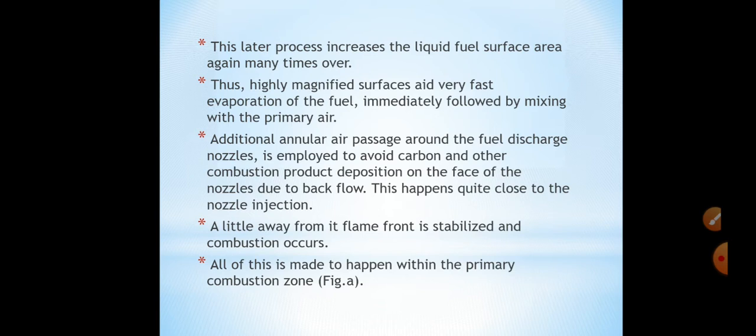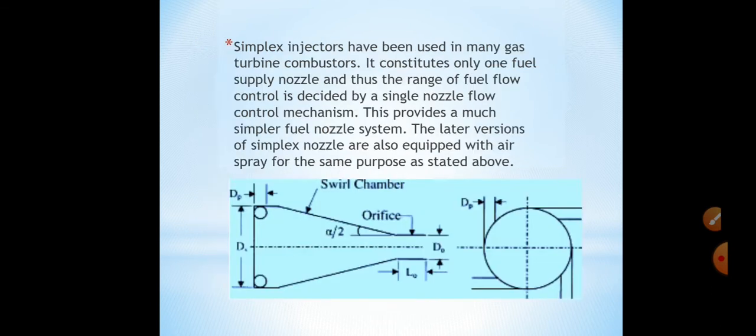An additional annular air passage around the fuel discharge nozzle is employed to avoid carbon and other combustion products deposition on this face of the nozzle due to backflow. This happens quite close to the nozzle injection. A little away from it, the flame front is stabilized and combustion occurs. All of this is made to happen within the primary combustion zone in figure A.